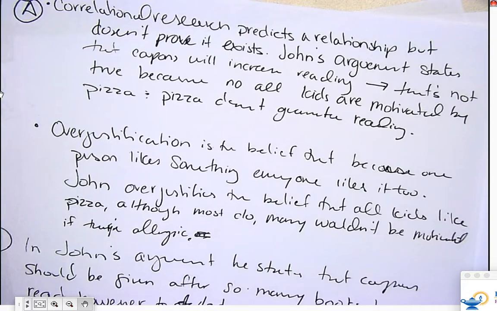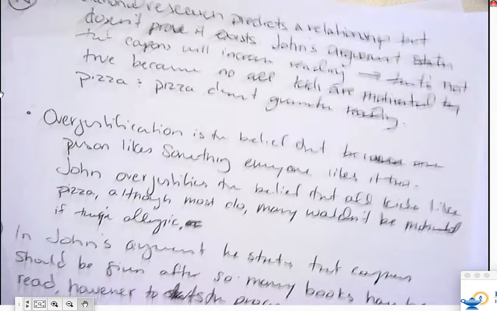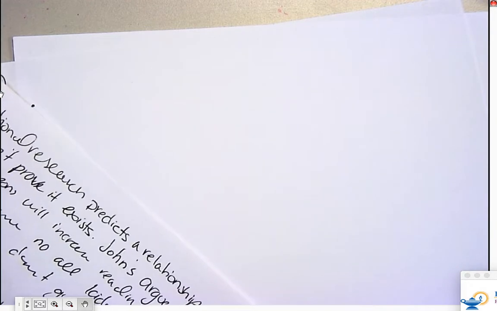So for earlier I wrote, overjustification is a belief that because one person likes something, everyone likes it too. John overjustifies the belief that all kids like pizza, although most do. Many wouldn't be motivated if they're allergic. Okay, you need to have clear space in between one thought and the next. Do not just skip down to the next row. Skip a whole line, please.